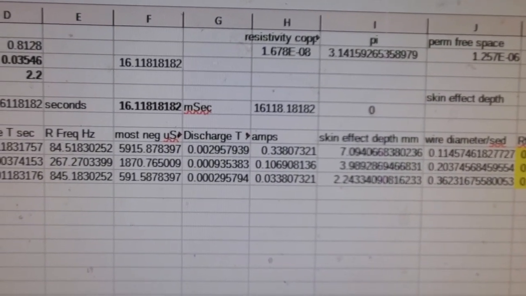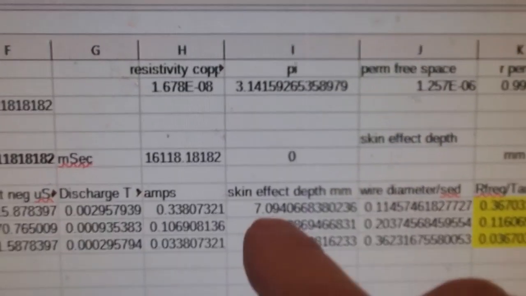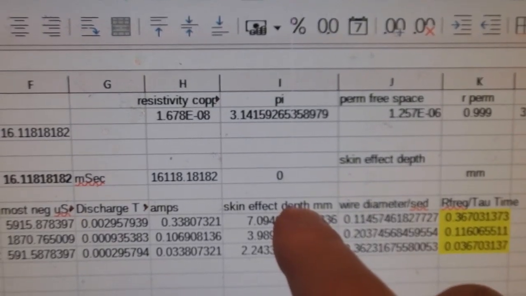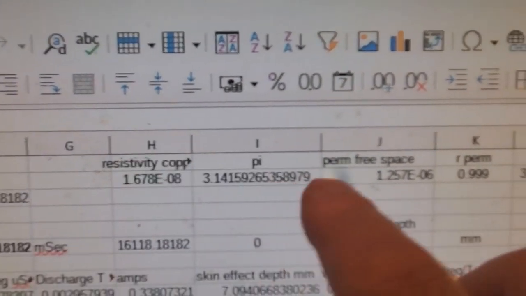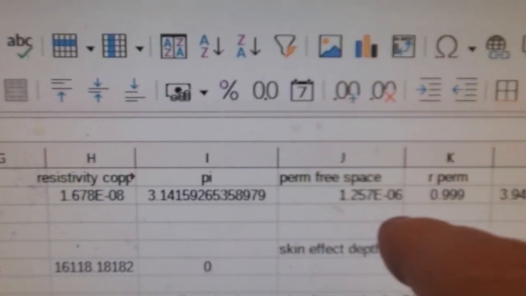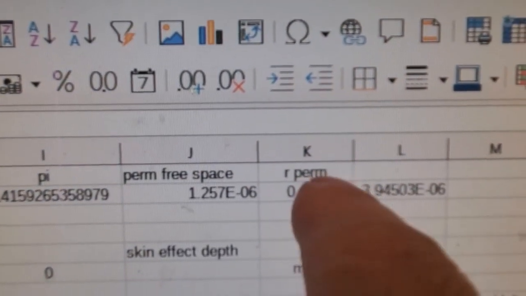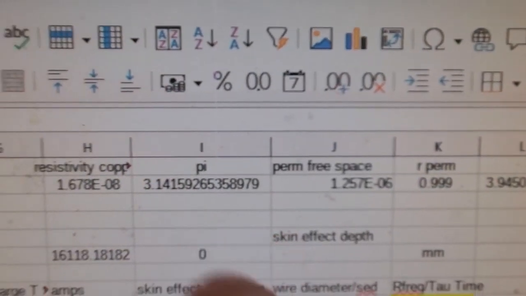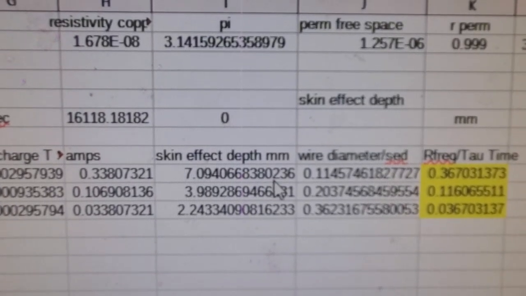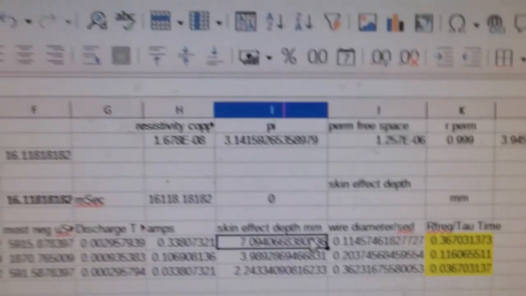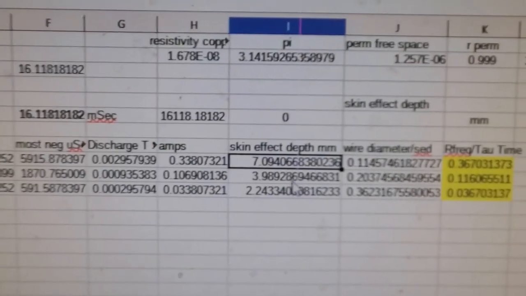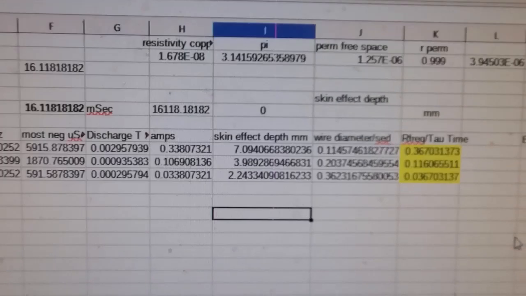And then the next thing is I found a calculator online for skin effect depth, and they gave me the equation for it. And so that's what all these things are up here. You've got your resistivity of copper, permeability of free space, relative permeability, and so on. I can't remember the equation off the top of my head, but I plugged it in and saw what the calculator online gave, and it gave the same numbers. So now you can calculate the skin effect depth.